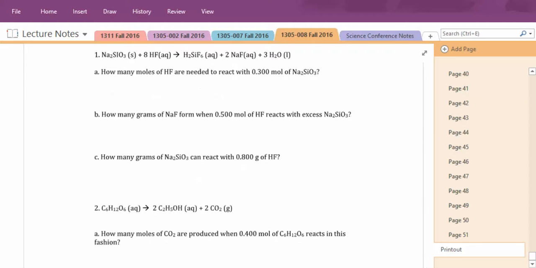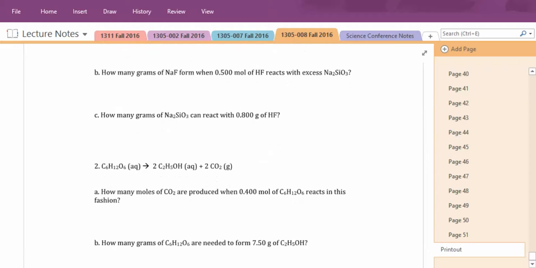B, how many grams of NaF form when 0.5 moles of HF react with excess Na2SiO3? More than one step, right? Because I'm going to have to go first from the moles of one thing to the moles of something else, and then to the grams to answer the question. So it's going to be 2 steps. C, how many grams of Na2SiO3 can react with 0.8 grams of HF?